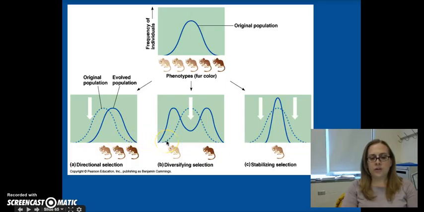And then with diversifying selection, this is when you tend to see the two extremes being selected for more than the center. Okay, so in this case, you can see that we tend to see only two phenotypes of fur color. And this is the one that, if you continue with diversifying selection for a long period of time, could lead to new species.